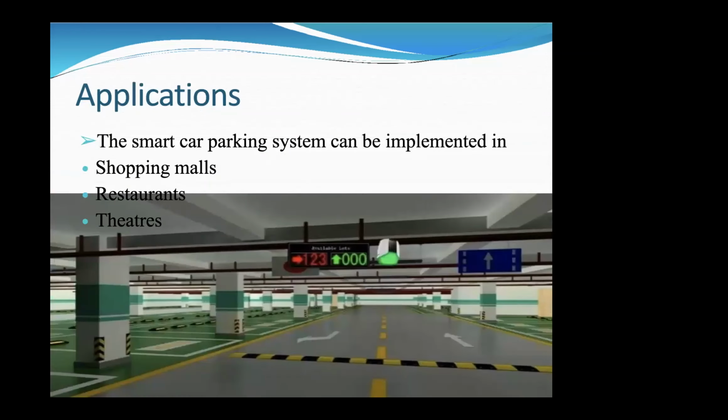Coming to the applications, the smart parking system can be implemented in shopping malls, restaurants, and theaters. Generally, these are the places which are busy on the weekends.